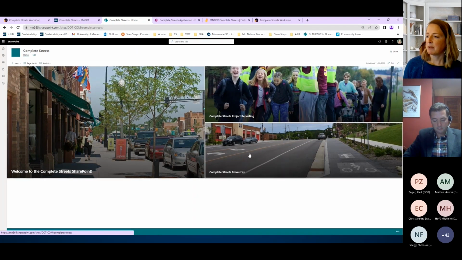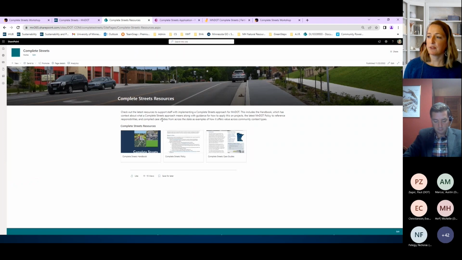And then this bottom right-hand section, Complete Streets Resources. This has some of the same information that's available on the website, but we wanted to have it on the SharePoint site as well. So if you're already in here doing the reporting work, you can easily pull open these documents. So we have the handbook, the policy, and then that compiled resource of case studies.